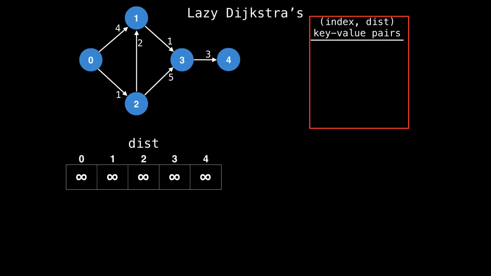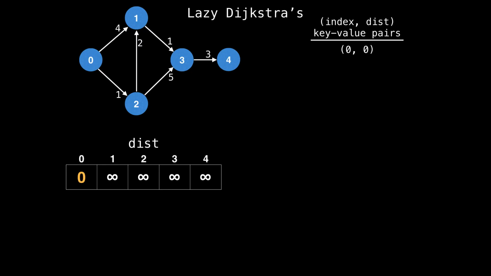On the right, I will be maintaining key value pairs corresponding to a node's index and the best distance to get to that node. This priority queue will tell us which node we should visit next based on which key value pair has the lowest value. Internally, priority queues are usually implemented as heaps, but I'm not going to show that visualization here. To start with, assign a distance of 0 to the start node's index, which is index of 0 in the distance array.